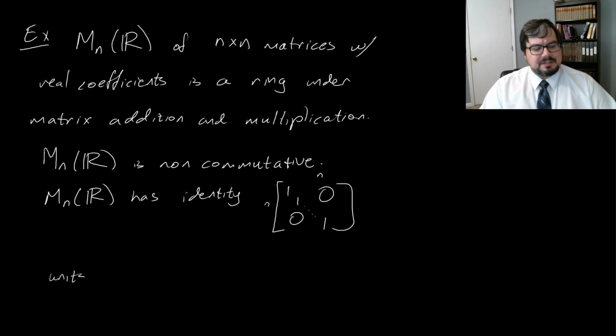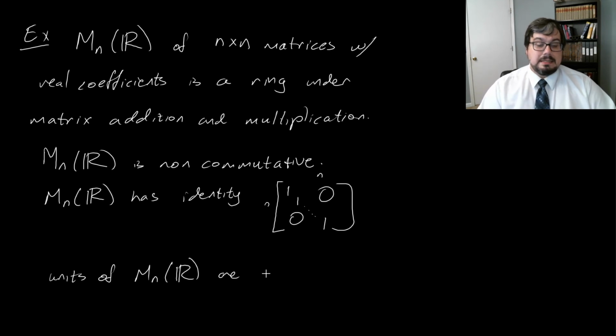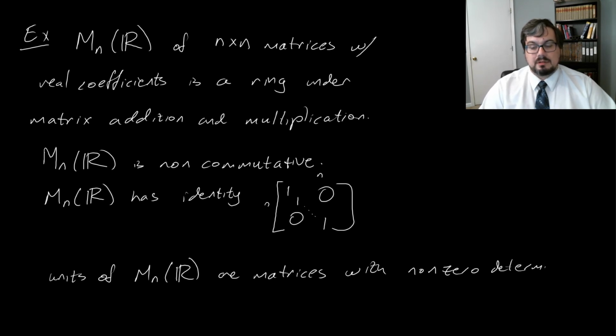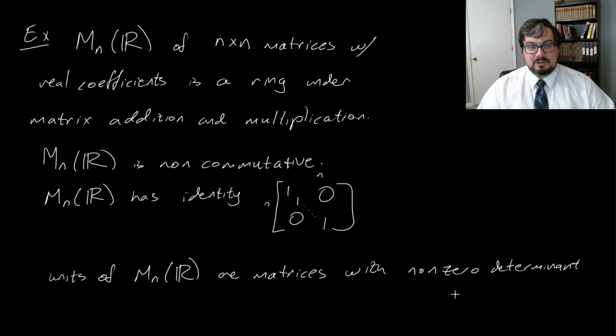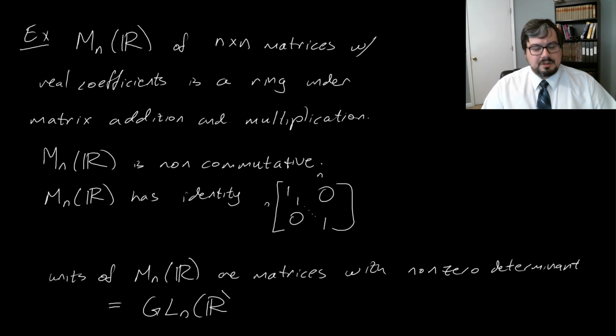And then the units of M_n(R) are the matrices with non-zero determinant, because a matrix with a non-zero determinant has an inverse. In other words, these are the non-singular matrices. Or, in other words, this is the same as the general linear group that we looked at before, as a set anyway.